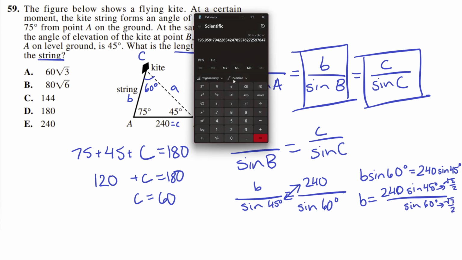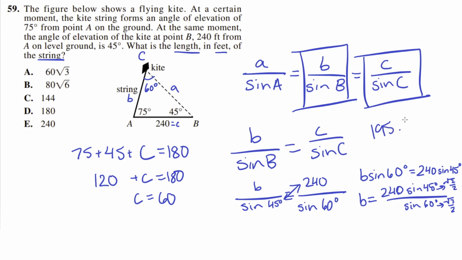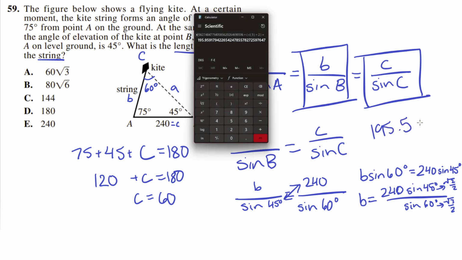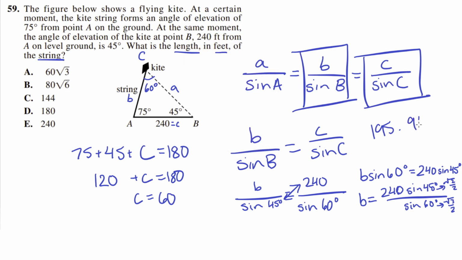And if we put that into our calculator, so 240 times root 2 divided by 2, and then divide that by root 3 divided by 2. That's about 195.96. So that's about the length of the string here.